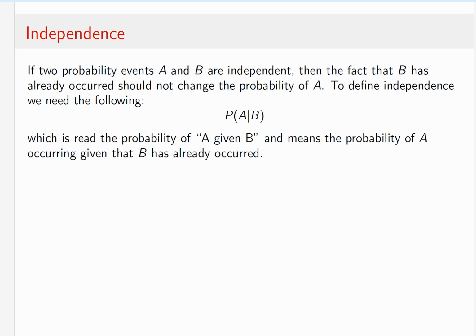Okay, so independence, and it makes sense if the two probability events A and B are independent, then if B has already occurred, that shouldn't change the probability of whether or not A occurs, right? So we need this idea of A given B, and that's how we say it. We use a vertical line between the two event sets, and that's read, the probability of A given B. And it means if B has already occurred, what's the probability of A given that B has already occurred?